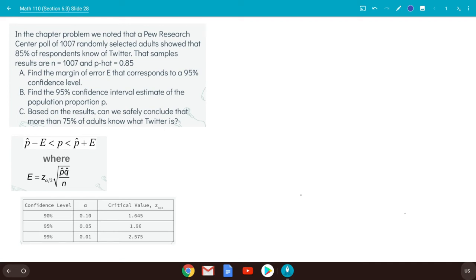All right, everybody, here we are. We're going to do an example from section 6.3. This is from slide 28 in a little more detail. So we're talking about confidence intervals. Hopefully you've looked at the first slides for this section.